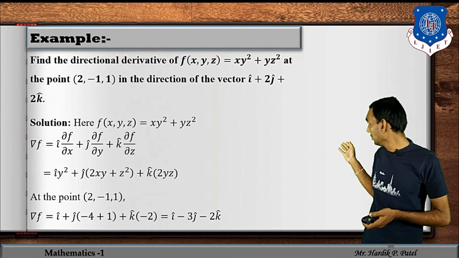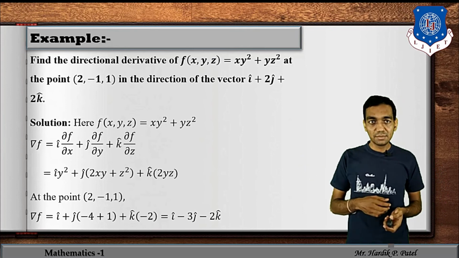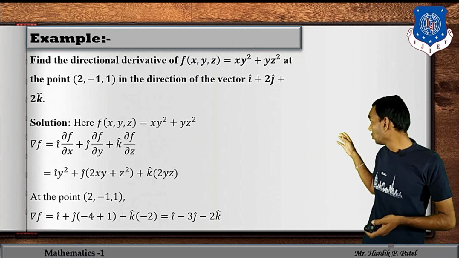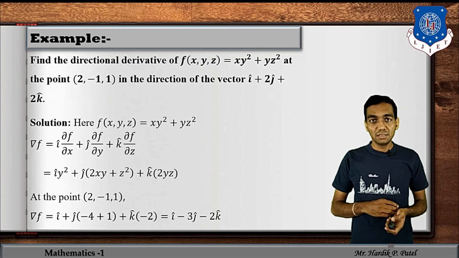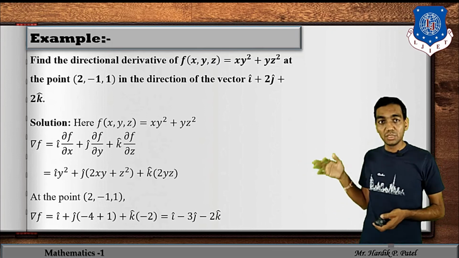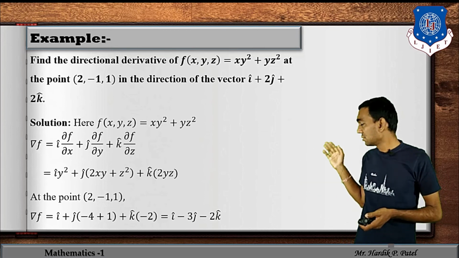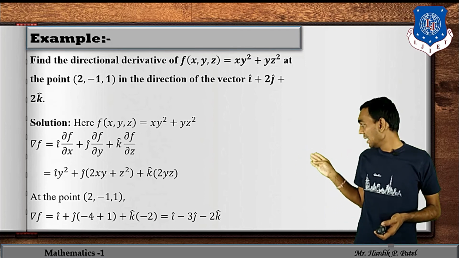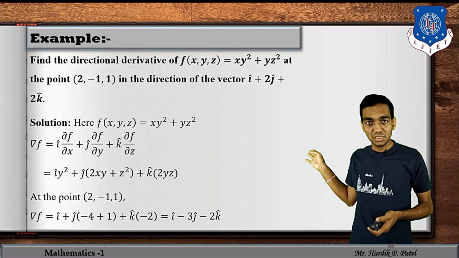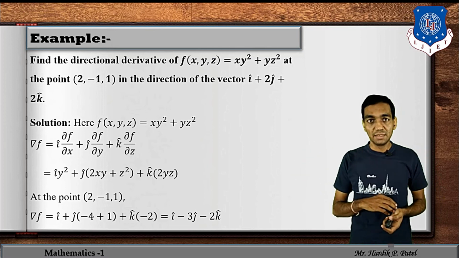Find the directional derivative of f is equal to xy square plus yz square at the point 2, minus 1, 1 in the direction of the vector i plus 2j plus 2k. So here f is nothing but xy square plus yz square. So grad f is going to be i into del f by del x plus j into del f by del y plus k into del f by del z.